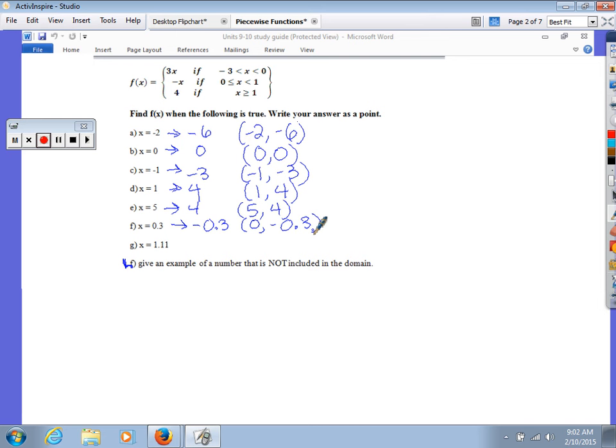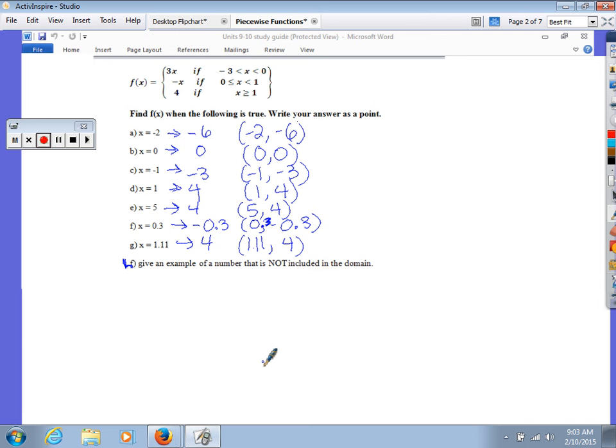All right. Letter G. 1.11. Ooh. Why the third? Because it's greater than 1. So if I go to plug it in, there is no variable, so it's just 4. So you would have 1.11 comma 4. Sorry, I forgot the 0.3 up top. Right, y'all.